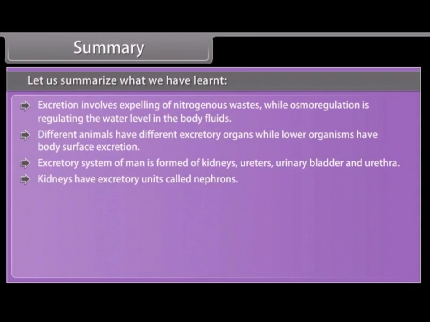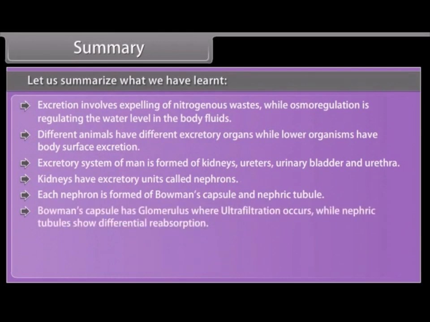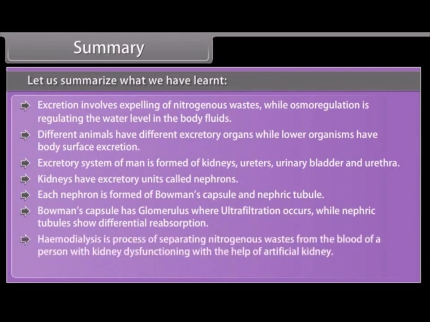Kidneys have excretory units called nephrons. Each nephron is formed of Bowman's capsule and nephric tubule. Bowman's capsule has glomerulus, where ultrafiltration occurs, while nephric tubules show differential reabsorption. Hemodialysis is a process of separating nitrogenous wastes from the blood of a person with kidney dysfunction with the help of an artificial kidney. In plants, oxygen and excess water is released through stomata.